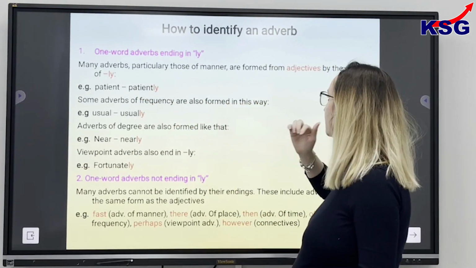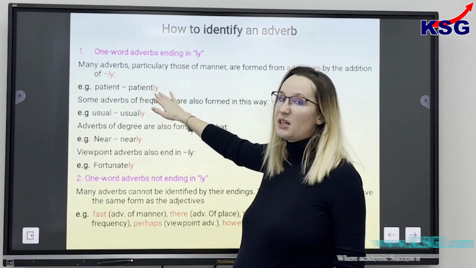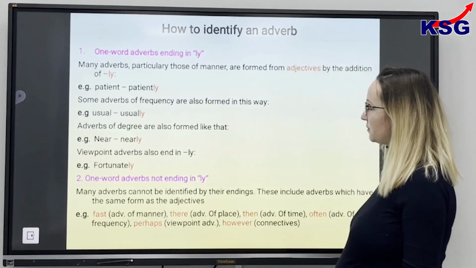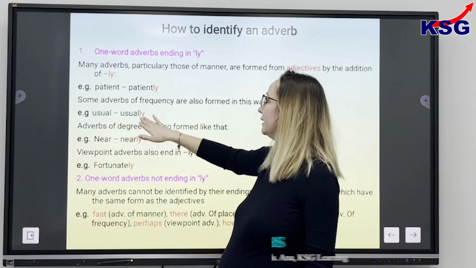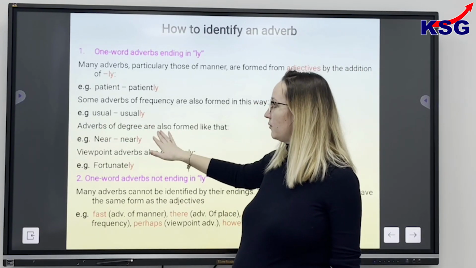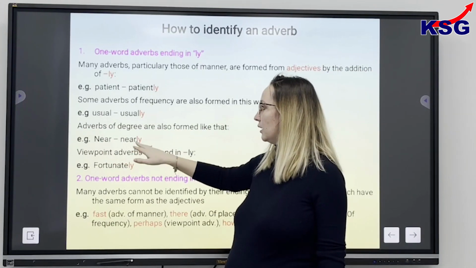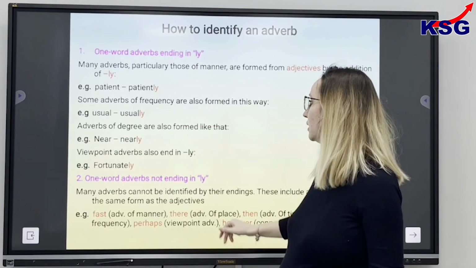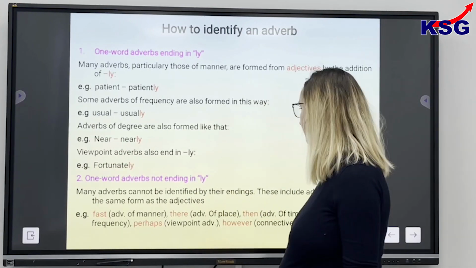And we have some examples here. Patient, and the adverb is patiently. Some adverbs of frequency are also formed in this way: you have usual, and the adverb is going to be usually. Adverbs of degree are also formed like that: near, and the adverb is going to be nearly. And for adverbs of viewpoint, we have fortunately.